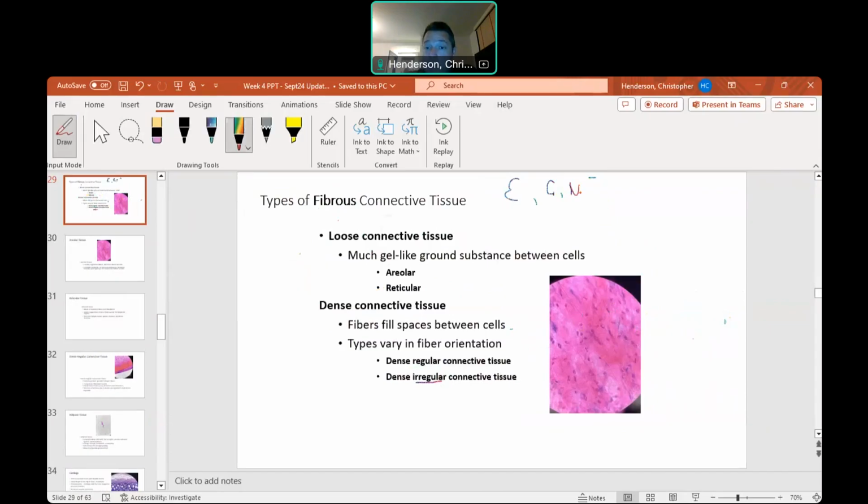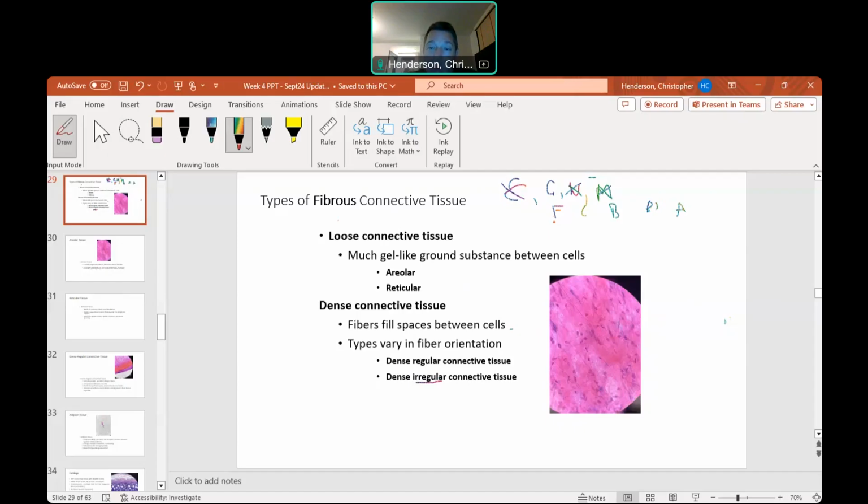Sorry, nervous, connective, and muscular. It doesn't have a lumen, and it doesn't look like nervous or muscular. We're on our connective tissue. What are the five connective tissue types? There's fibrous, cartilage, bone, blood, and adipose or fat.